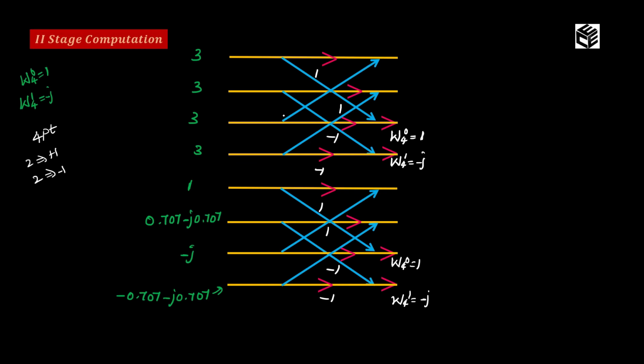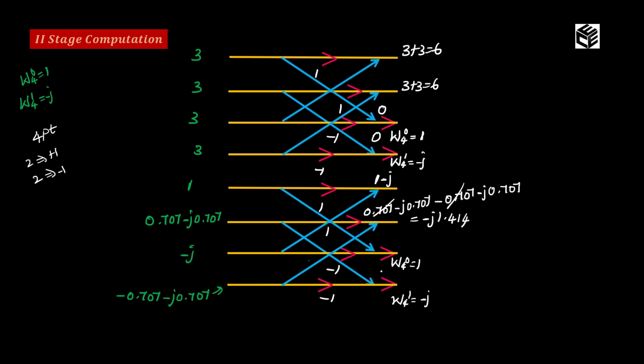So the answer of first line is 3 plus 3 is equal to 6. And here 3 plus 3 is equal to 6. And here 3 minus 3 is equal to 0, and 3 minus 3 is equal to 0. In a similar way, 1 minus J, this answer. And here it is 0.707 minus J 0.707, which is added to minus 0.707 minus J 0.707. So this 0.707 minus J 0.707 cancels each other.